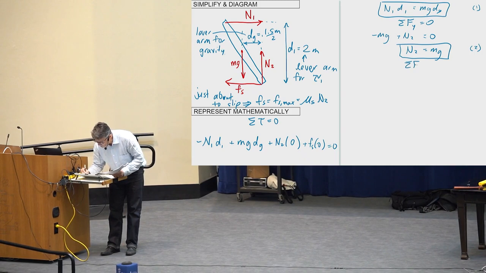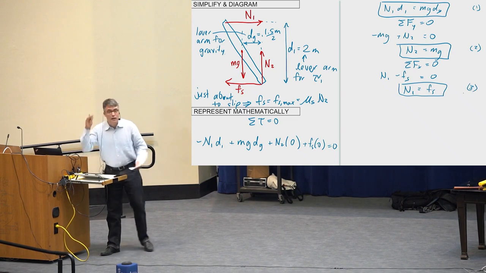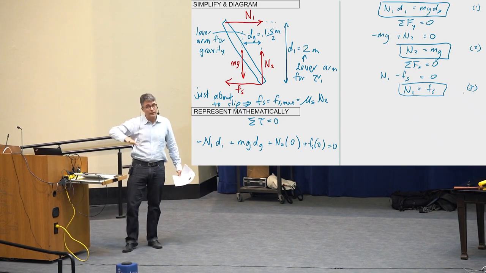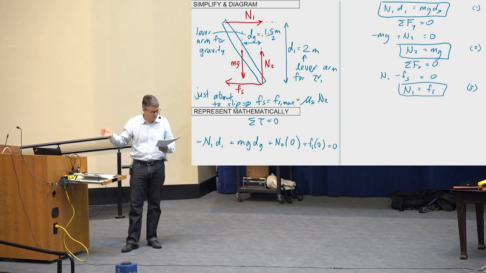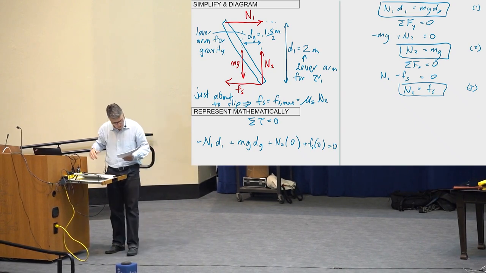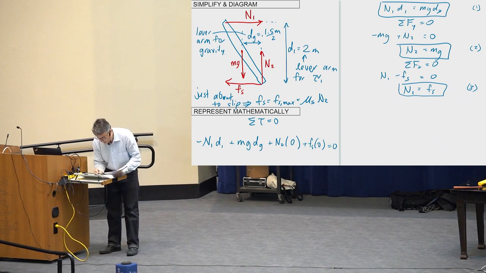Also, we know that the sum of the forces in the x direction is equal to 0. So N1 is acting to the right, and the static friction is acting to the left. That's it. So that means that N1 equals the static friction force. So that's the third equation. So again, these three conditions for static equilibrium give you three equations, and you can solve for up to three unknowns. And there's a fourth equation that we had from before, which is that Fs equals mu sub s times N2. But we can try to solve this.